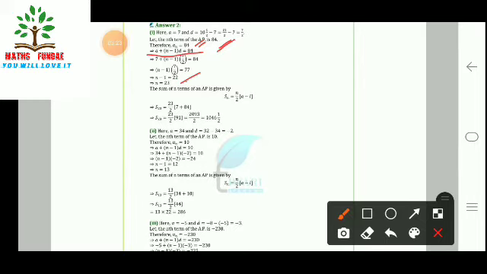On solving this, we get n is equal to 23. The sum of the terms of an AP is given by Sn is equal to n upon 2 (a plus l), because here the last term is given to us, so we are using this formula. So S23 will be 23 upon 2 into (a plus an), that is 7 plus 84. On solving, S23 is equal to 23 upon 2 into 91, which is 2093 upon 2, which is 1046 and a half. So this is the answer.